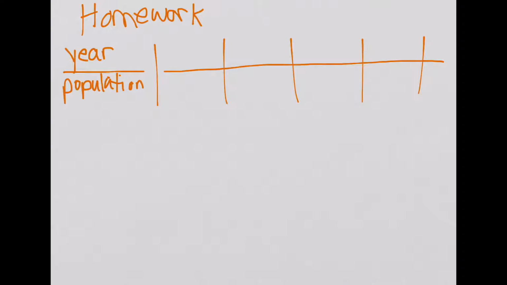In the beginning, when we started, there were 20 wolves. And then it says in the problem that the growth factor is 1.2. So that means I'm going to be multiplying by 1.2 every time. Now 20 times 1.2 is 24. So after 1 year, there were 24 wolves in Michigan.